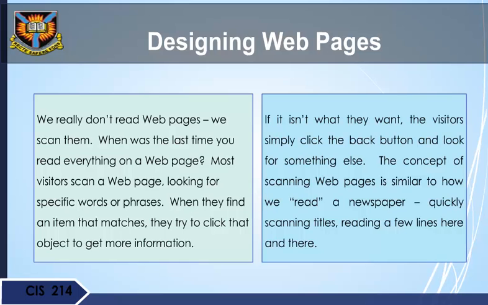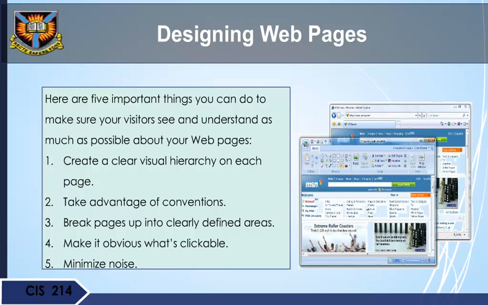The concept of scanning web pages is similar to how we read a newspaper, quickly scanning titles, reading a few lines here and there. Here are 5 important things you can do to make sure your visitors see and understand as much as possible about your web pages. 1. Create a clear visual hierarchy on each page. 2. Take advantage of conventions. 3. Break pages up into clearly defined areas. 4. Make it obvious what's clickable. 5. Minimize noise.